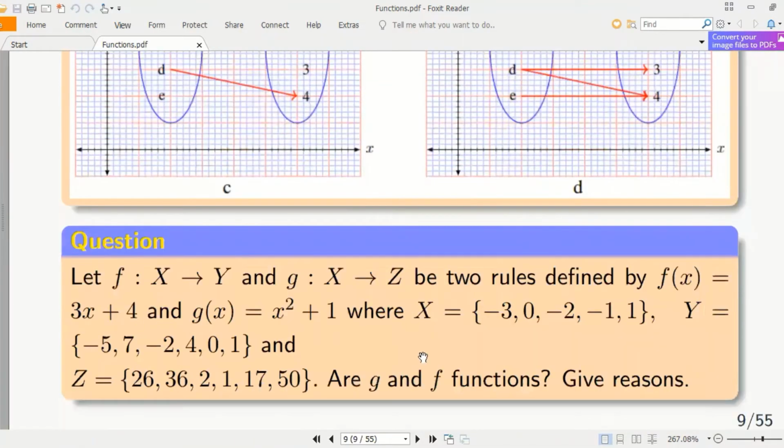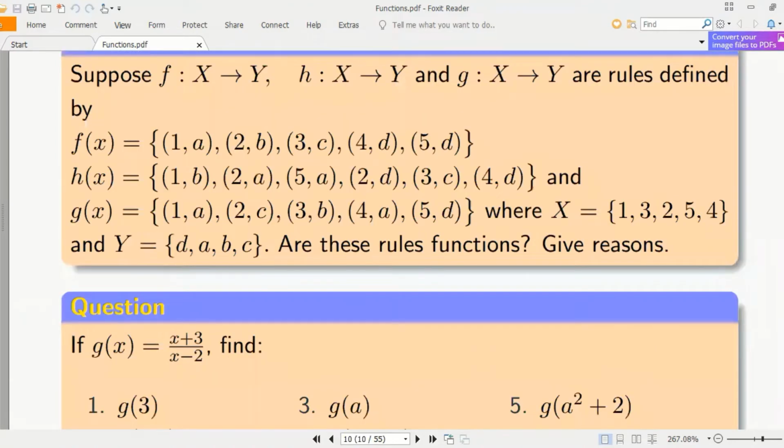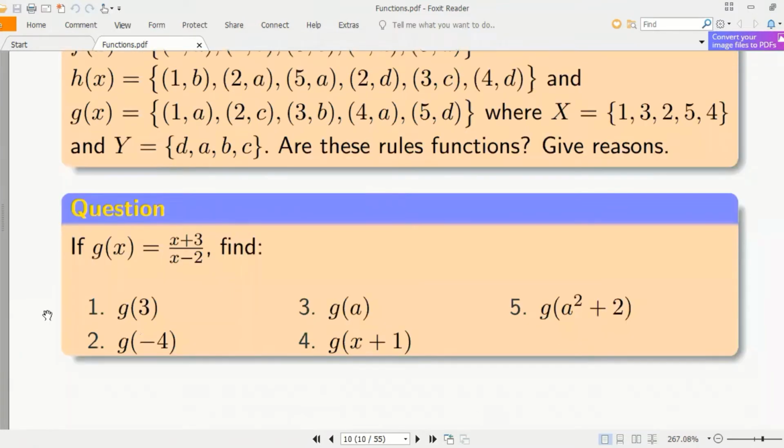There's this other question here. Let F assign elements of X to Y and G assign elements of Y to Z. We've looked at a similar question. So the question is, are G and F functions? Just go through our examples and see whether you are able to answer this. And then there's this one, I think the last question. If G(x) is (x plus 3) over (x minus 2), find this.